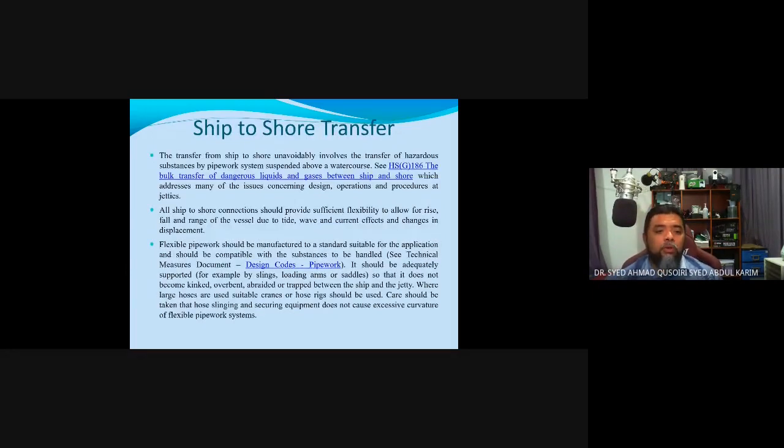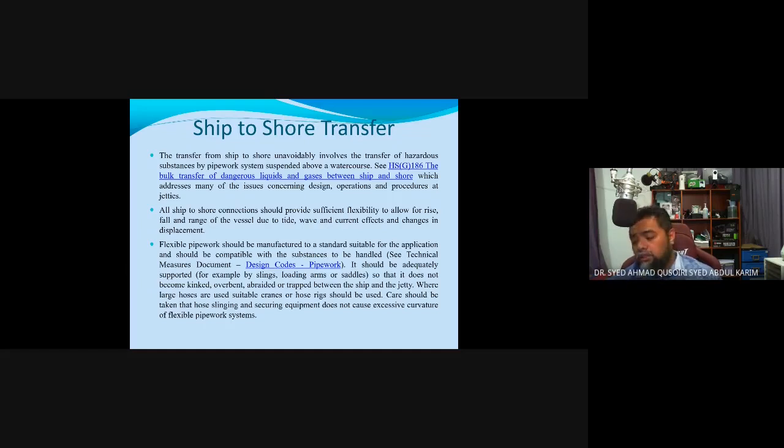Right, ship to shore transfer. The transfer from ship to shore unavoidably involves transfer of hazardous substances by pipework system. So all ship to shore connections should provide sufficient flexibility to allow for rise, fall, and range of vessel.